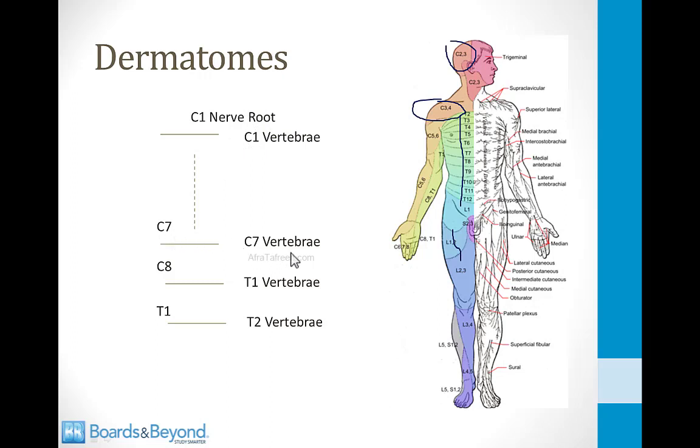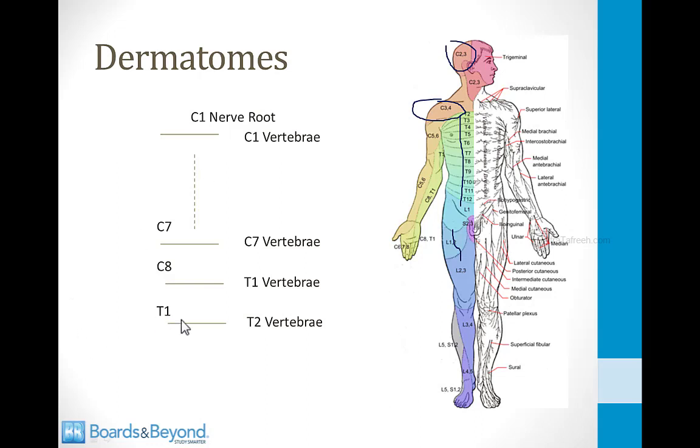C7 comes out above the C7 vertebrae, and then there is an eighth cervical nerve called C8 which comes out below C7. After that we have the T1 vertebrae, and then the T1 nerve root comes out below T1. And from that point on, all the nerve roots come out below the corresponding vertebrae.